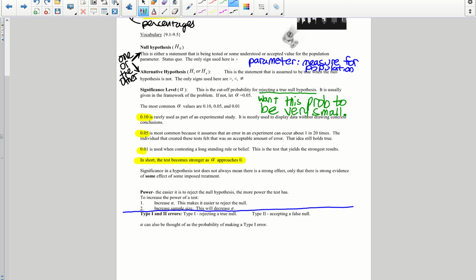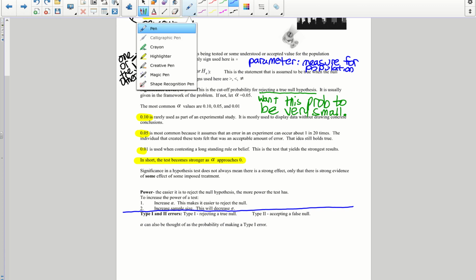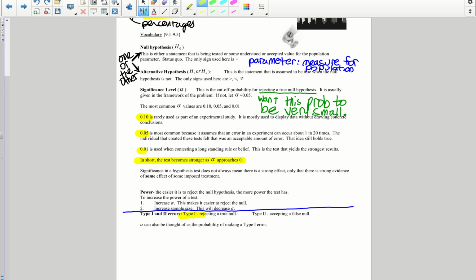Type 1 and type 2 errors are just two ways to screw it up. Type 1 error is rejecting a true null hypothesis. Type 2 is accepting a false null. If you reject something that's true, that's pretty bad. If you accept something that's false, that's also pretty bad, but the one that's actually worse is the type 1 error, which is why it's called type 1. I'll explain a little bit more about that in a sec. So this is the worst.